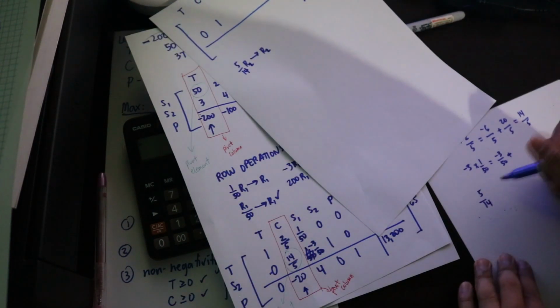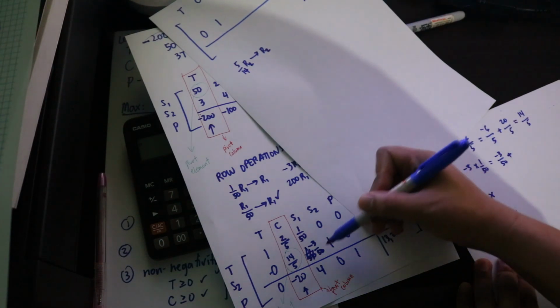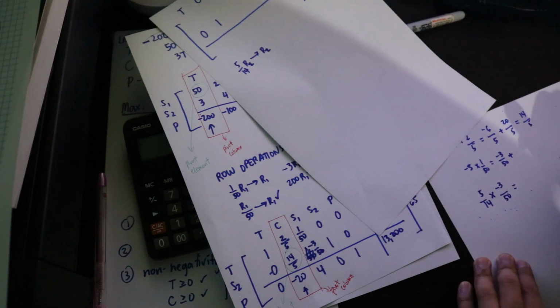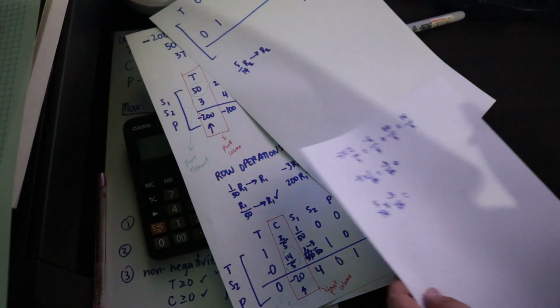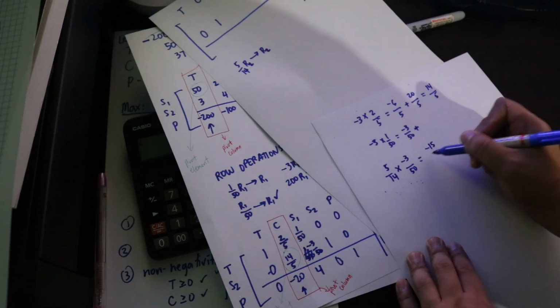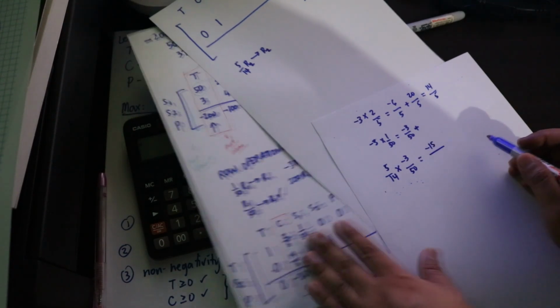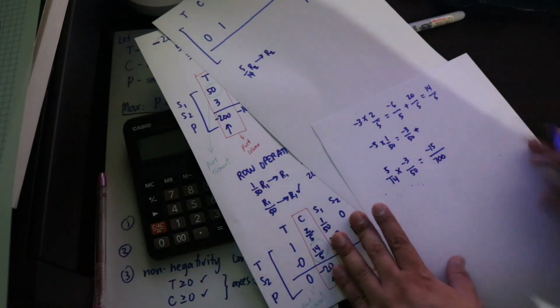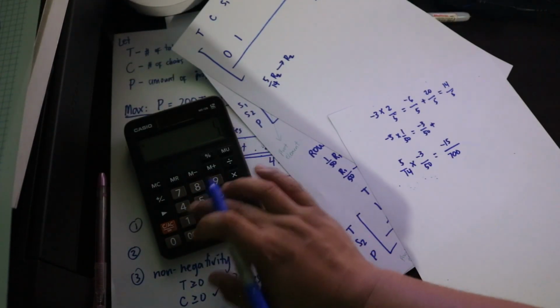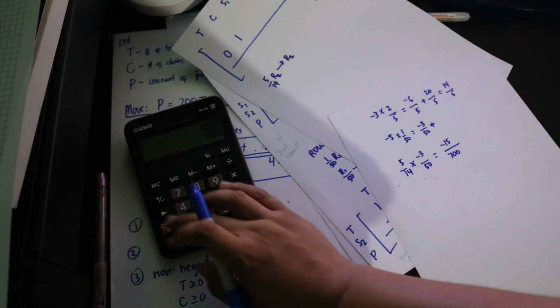5 over 14 times this number here, negative 3 over 50. So, 5 times negative 3 would be negative 15 over 700. 14 times 50 is, yeah, 700.